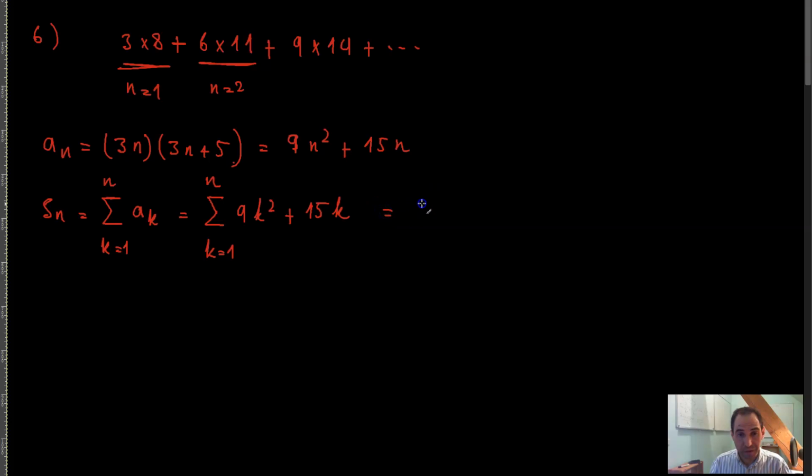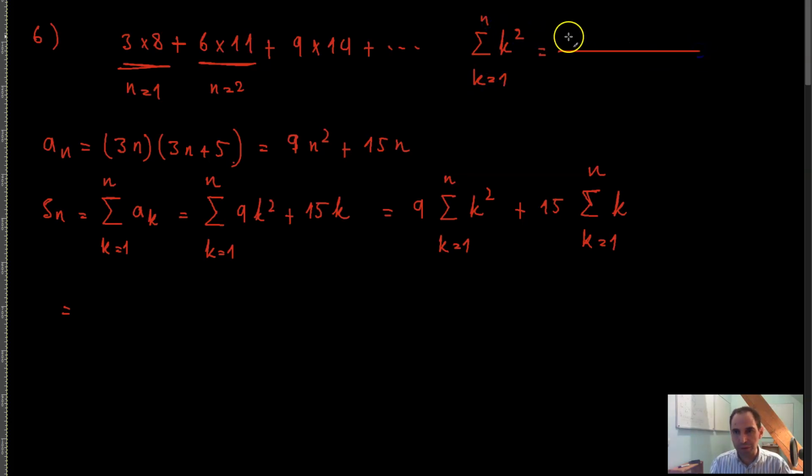which is the same thing as basically 9 times sigma of k squared as k goes from 1 to n plus 15 times sigma of k as k goes from 1 to n. That is the same thing as, you know, that sigma of k squared as k goes from 1 to n is equal to n times n plus 1 times 2n plus 1 divided by 6, and sigma of k as k goes from 1 to n is equal to n times n plus 1 divided by 2, right? Divided by 2.